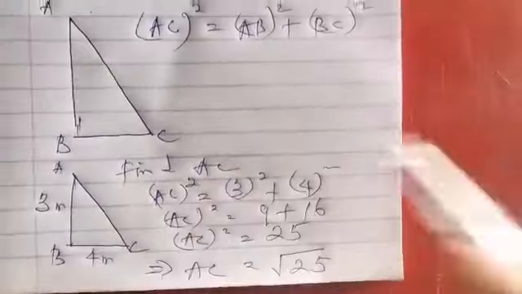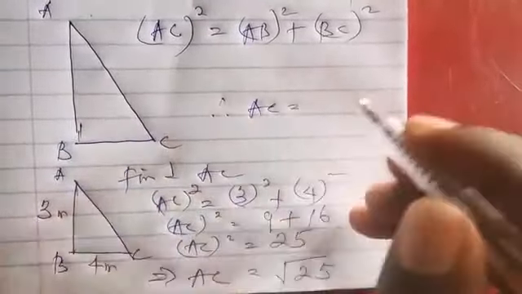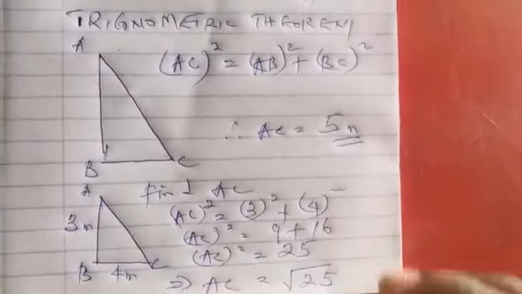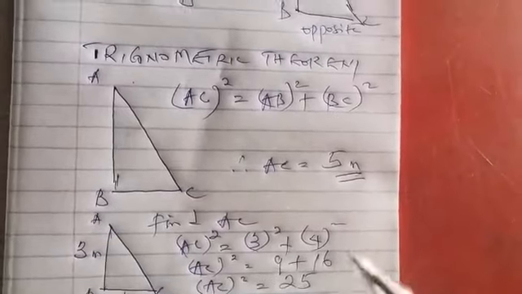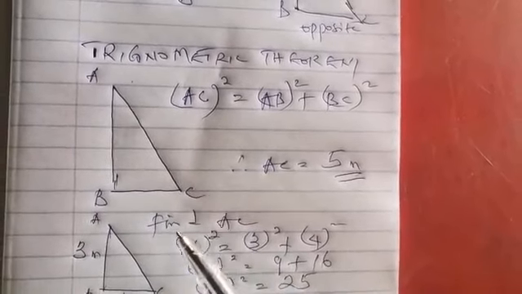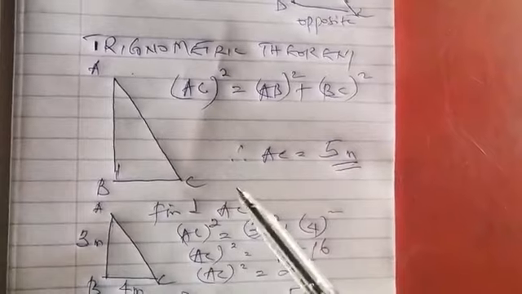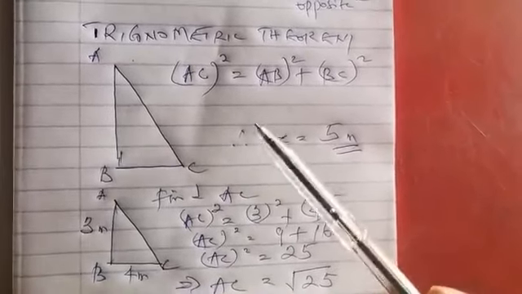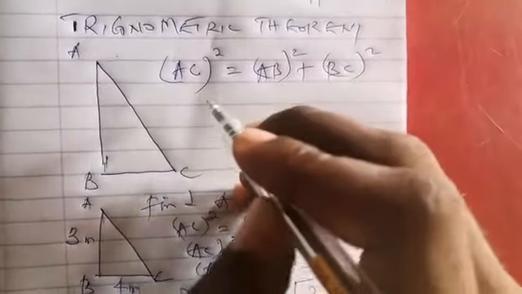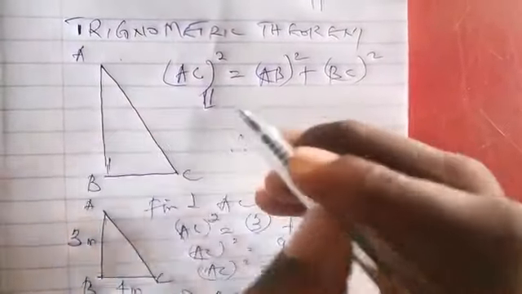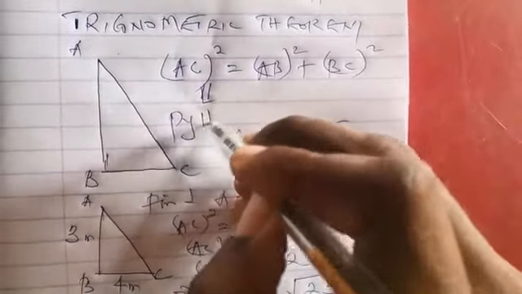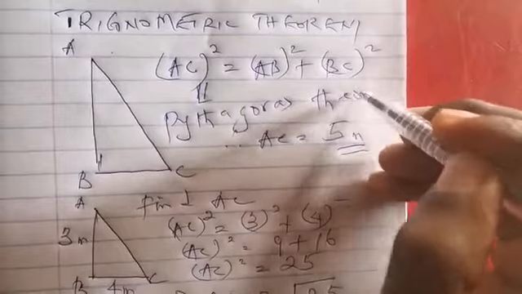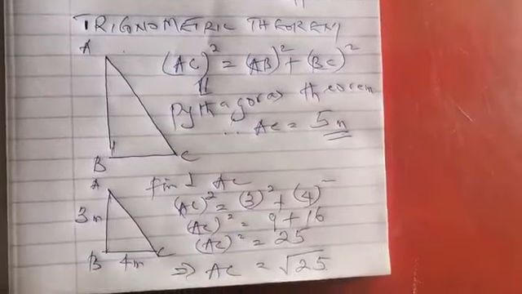Okay, and therefore AC is simply 5 meters because the square root of 25 is 5 meters. So that's what the theorem is saying. The square of the hypotenuse arm is equal to the sum of the squares of the two adjacent sides. So if I am given any adjacent side and I'm asked to find the hypotenuse side, this is how I apply this theorem. This trigonometric theorem is what we call Pythagoras theorem.